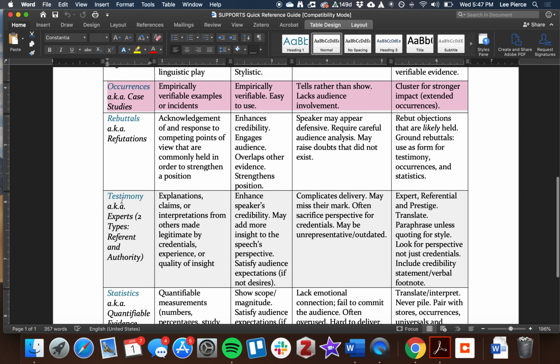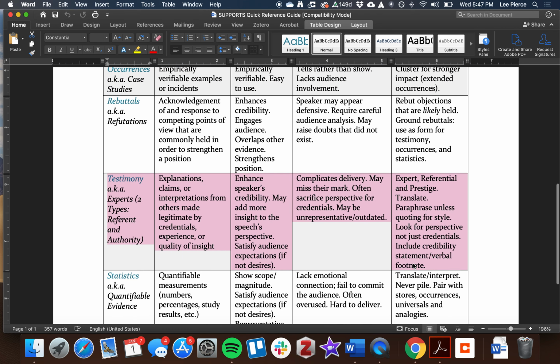Then there's testimony. We call these quotes a lot. I hate the word quote. Don't say quote in your speech. I have a quote by. I love this quote by. It's tacky and cliched, and people way overuse it. So there's two types of testimony.